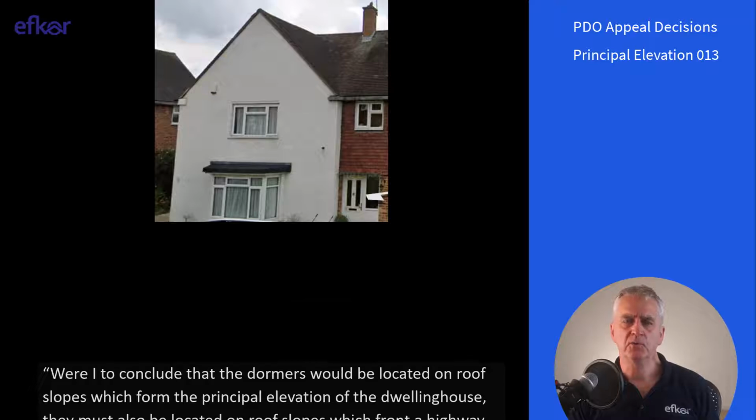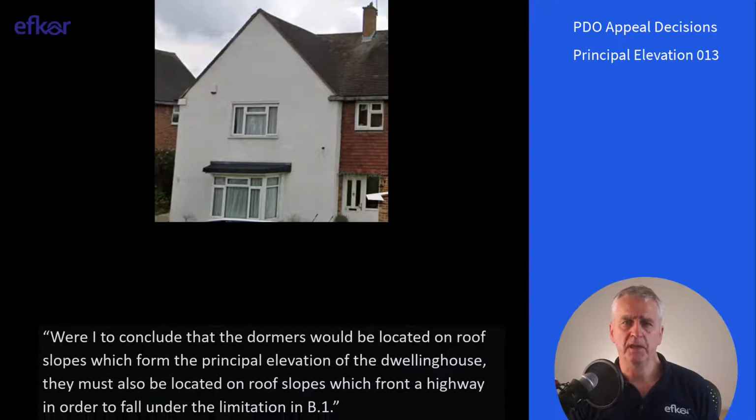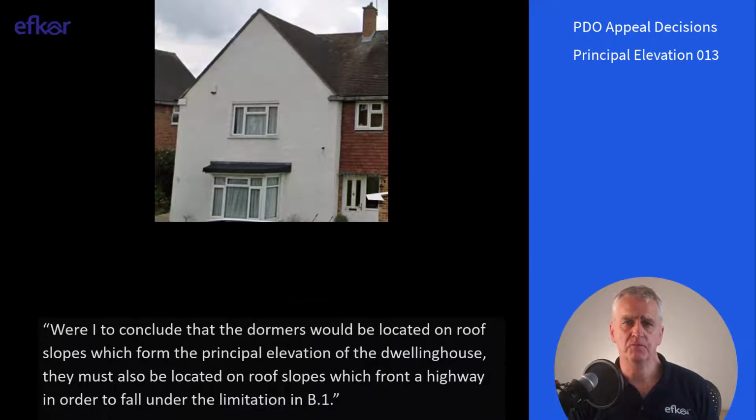Were I to conclude that the dormers would be located on roof slopes which form the principal elevation of the dwelling house, they must also be located on roof slopes which front a highway in order to fall under the limitation in B1. My comment is, first of all, it's physically impossible for the 3 dormers to be located on the single roof slope that forms the principal elevation.